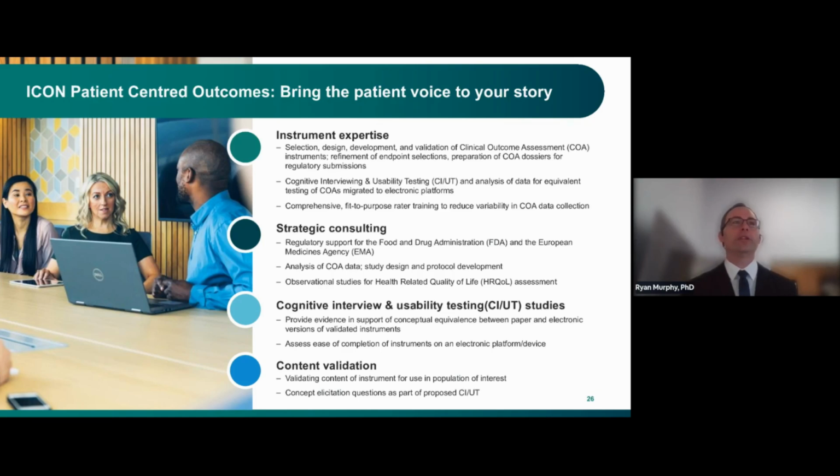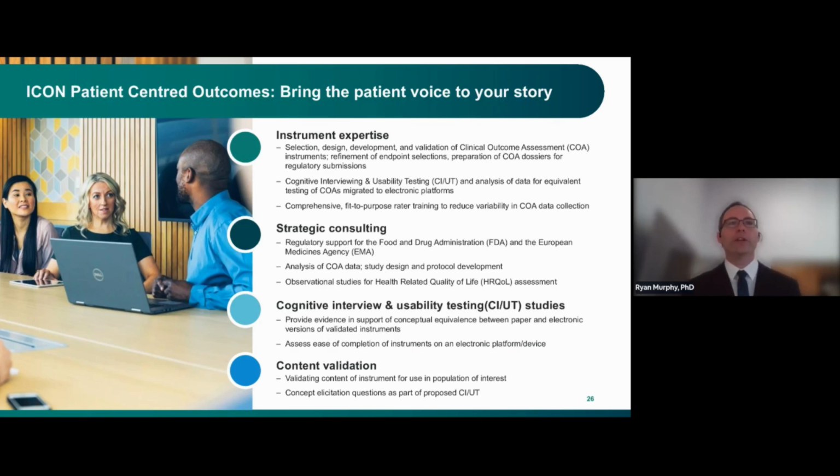And making sure that these instruments are comprehensive and fit to purpose, and providing rater training to follow along these same lines to reduce the variability in the COA and data collection. We can also provide strategic consulting to make sure that everything is in alignment with what the FDA or EMA is looking to see with their submissions, and also analyzing the COA data as it comes in. We can also help with observational studies for quality of life assessments.